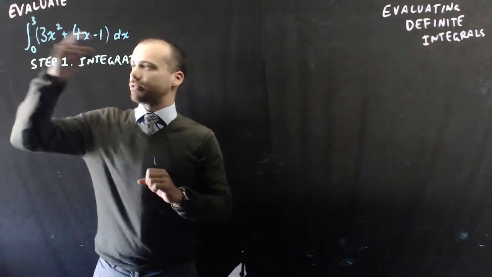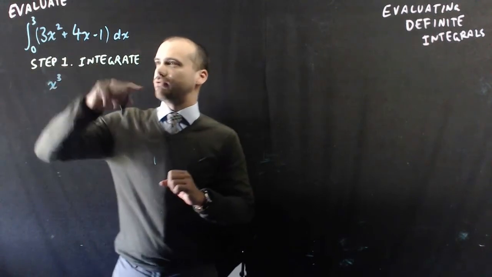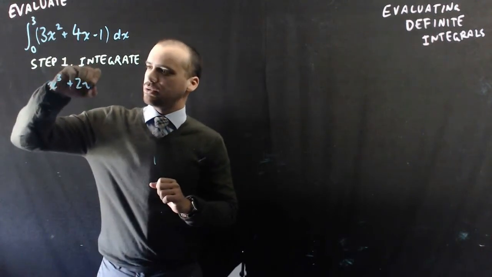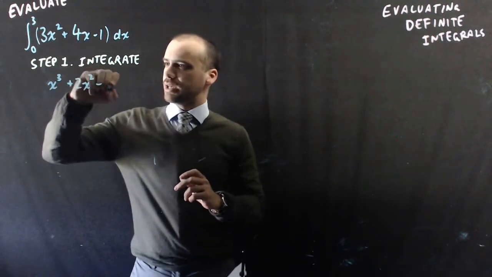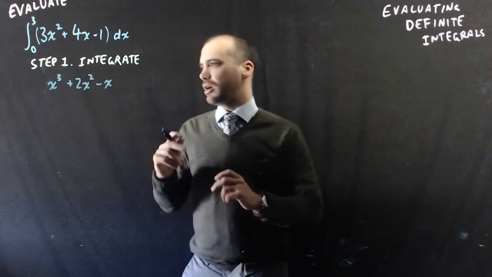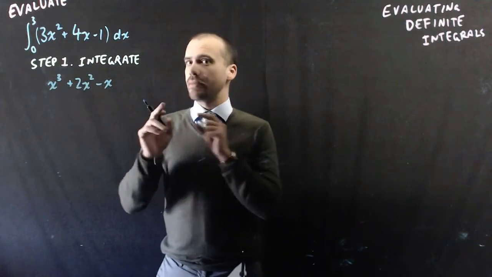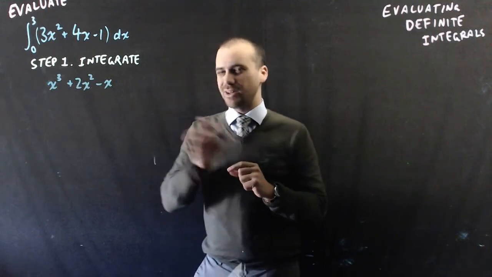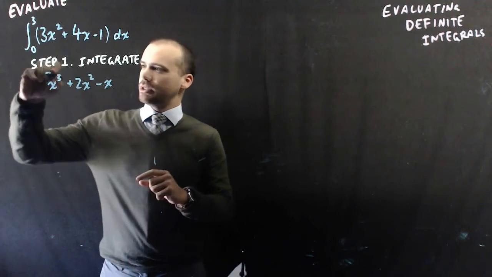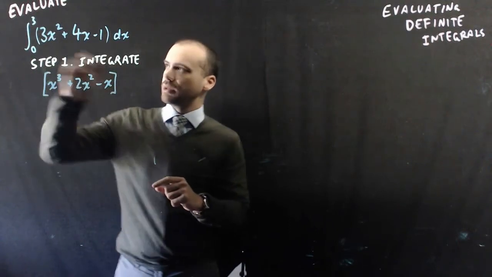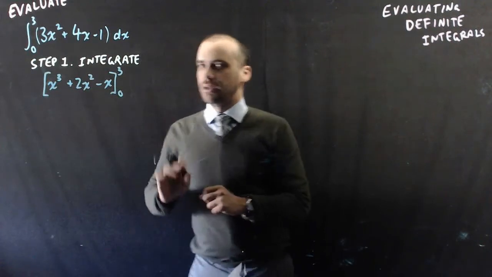So the integral of 3x squared is just x cubed. The integral of 4x is 2x squared. And the integral of -1 is negative x, I hope. Now that I've integrated it, and you might be thinking plus c, I'm going to let us skip the plus c. In a minute I'll explain why a little bit further on. Now that I've integrated it, I'm going to put it in a set of brackets and write the numbers 3, 0, there and there. Alright, there's step one.